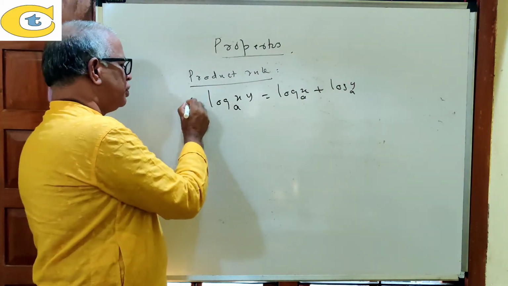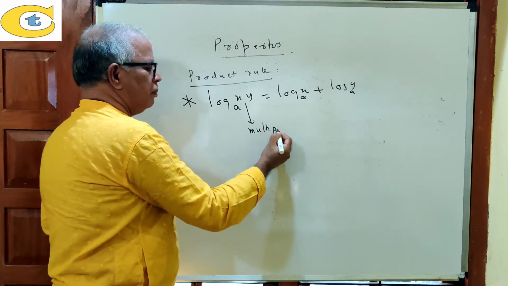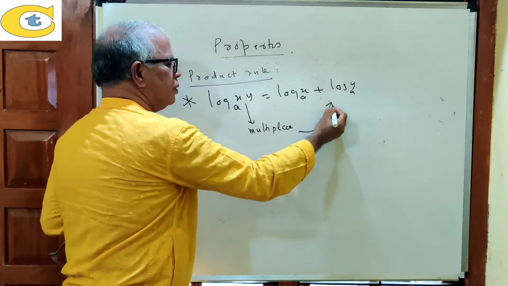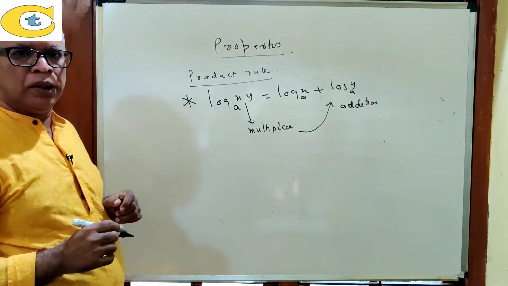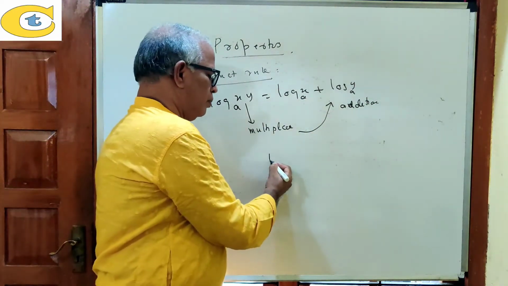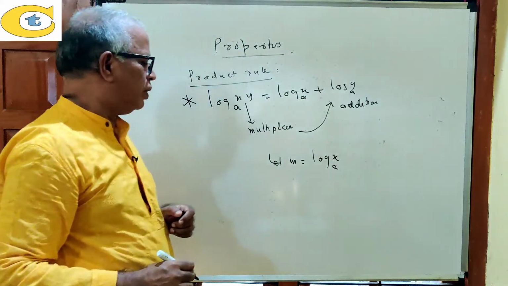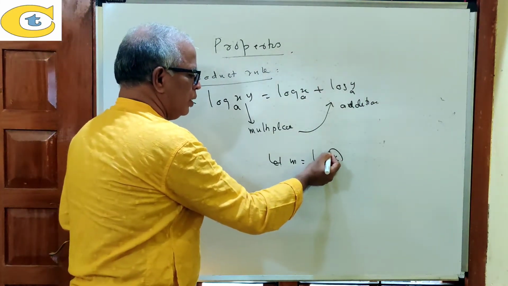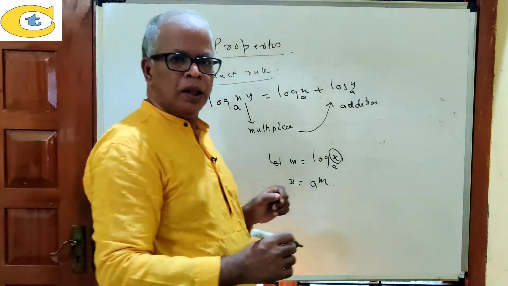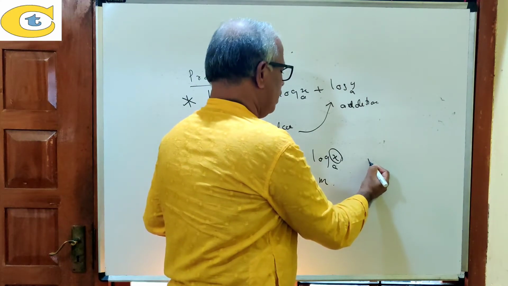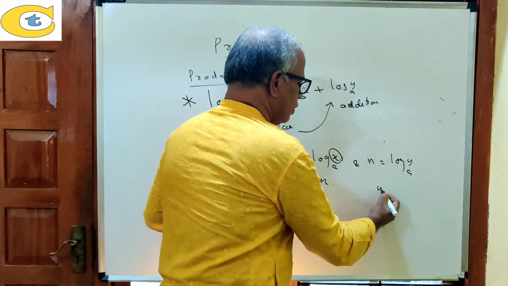Now we'll prove this property. It's very important. Multiplication becomes addition. This property we will prove. Let m is equal to log x to the base a. So what is your argument? It is x. So what will you get? x is equal to a raised to m. And let n is equal to log y to the base a. Therefore y is equal to a raised to n.